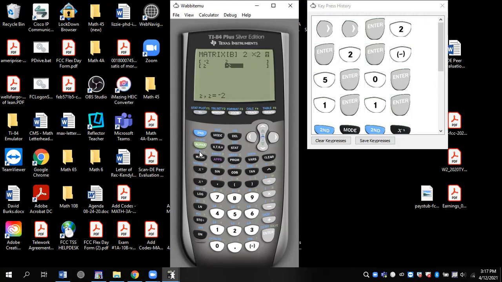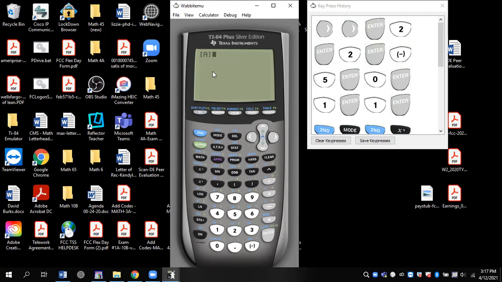And again, I'm going to go second, quit. So it's got A and B stored in its memories. Now I'm going to call them forth. I'm going to go back into the matrix menu a third time, but this time I'm going to name them. See, I'm on names. I'm not going to go over to edit. I'm on naming A. I'm just going to hit enter. Boom, it puts A on the main screen.